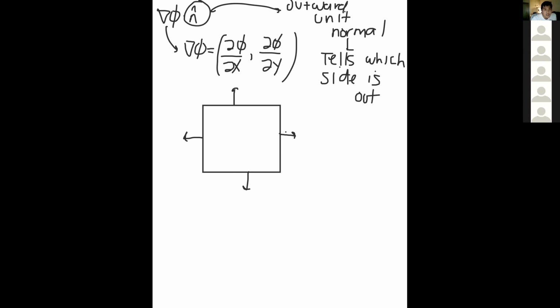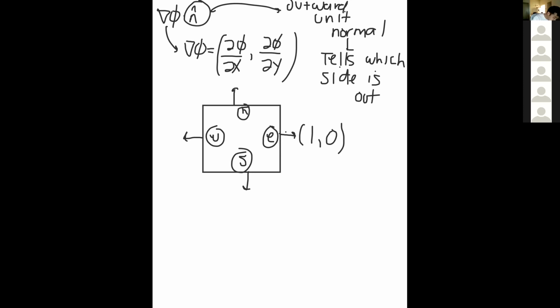So depending on which side of the square that we're on, n hat is going to look different. Okay? So let's write out what the n hats are for each side. So we have north, south, east, and west. On the east side, our n hat is going to the right. If you do that in component form, our n hat is going to be 1, 0.